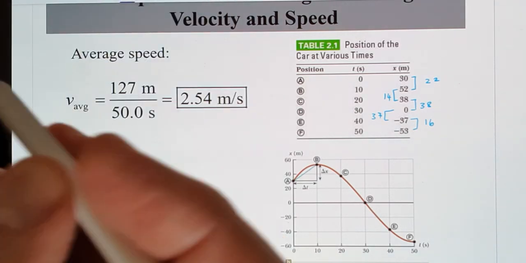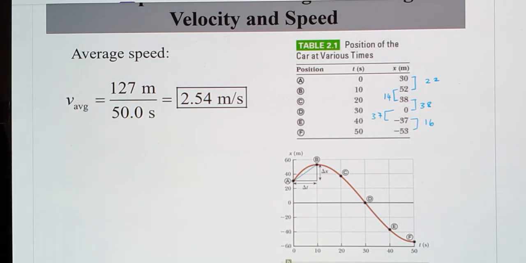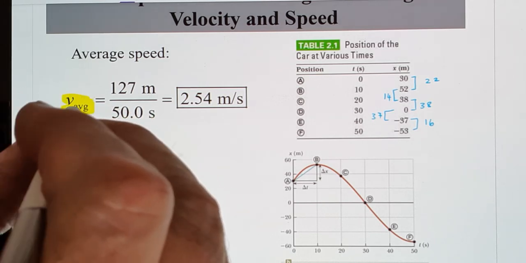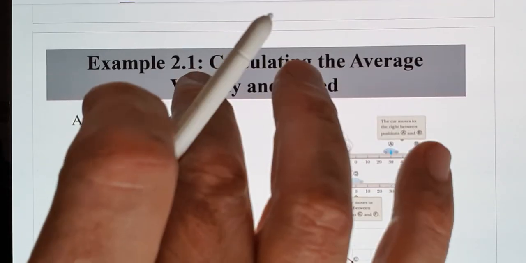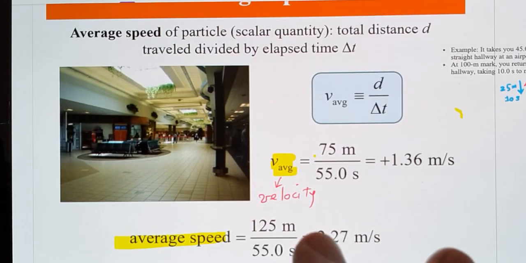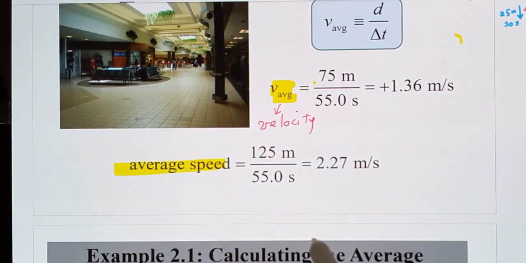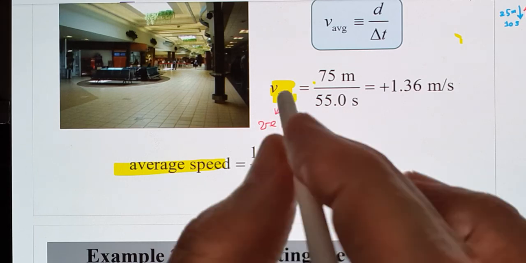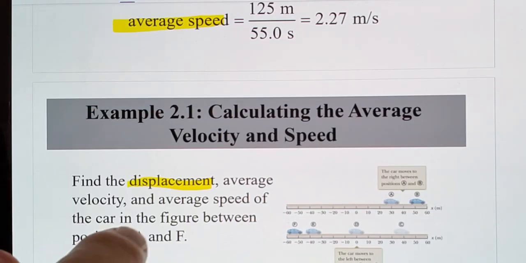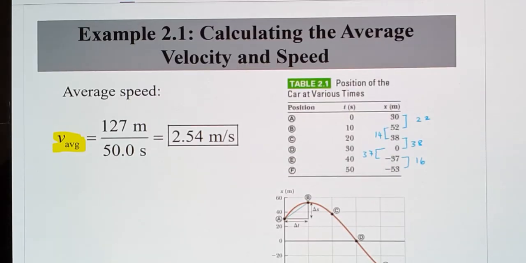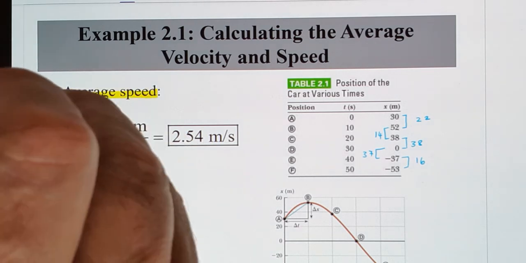And there is something wrong in the slides, because it's very confusing: here he used this V average as the average speed, while he used here the same symbol as the velocity. This is why I was confused. So there must be some mistake in the PowerPoint slides. So this is average speed, not average velocity.